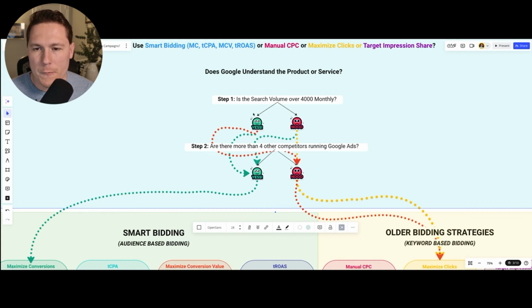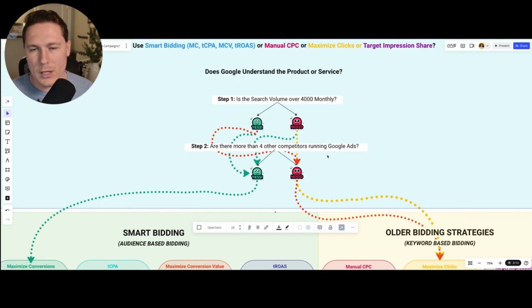Now, if you do not have more than 4,000 monthly search volume, then I would really recommend seeing if there are other competitors, trying to understand, is this a common thing, just like what I was talking about? Is this something that people really understand, or is it something that is way less common? Typically, things like that are going to have less than 4 competitors. Now, I'm talking about 4 actual competitors.